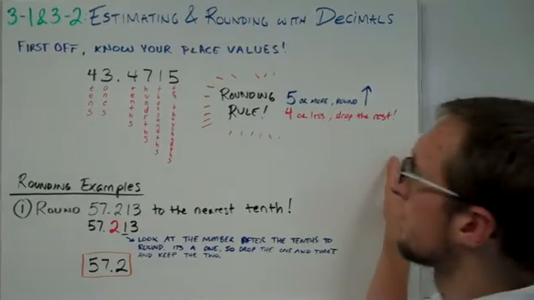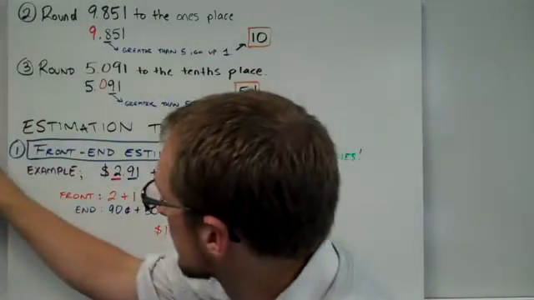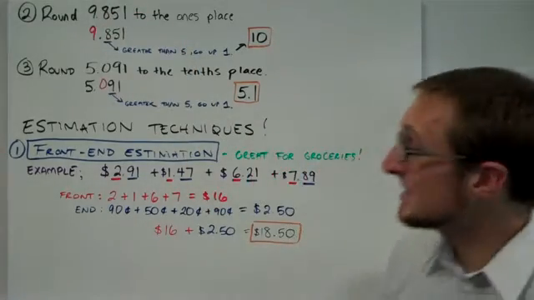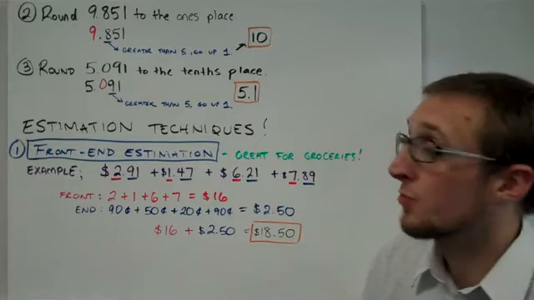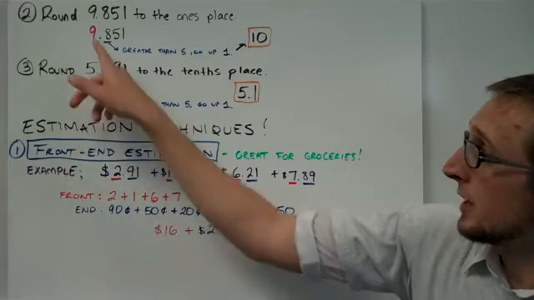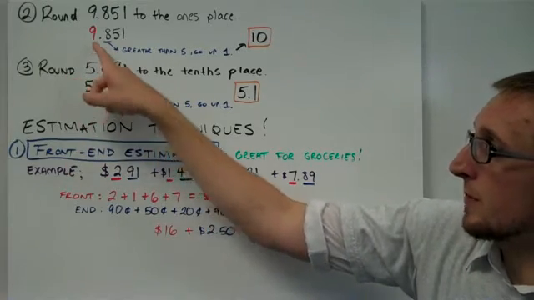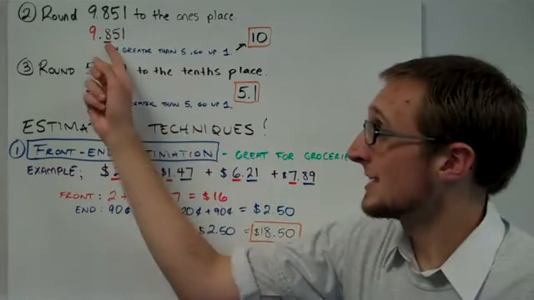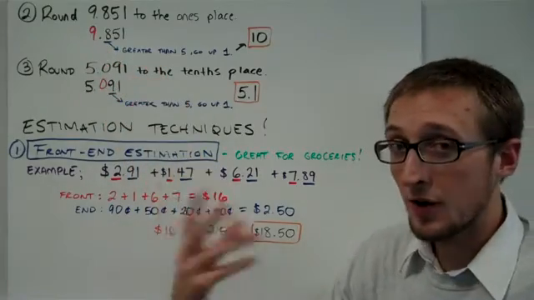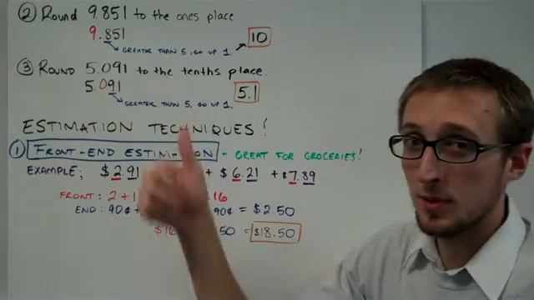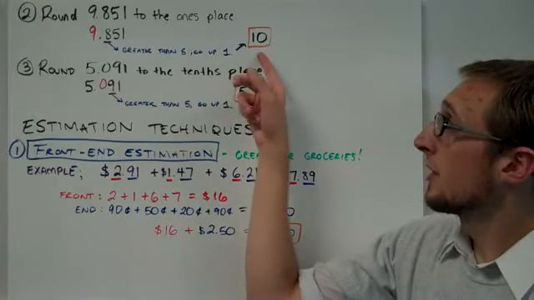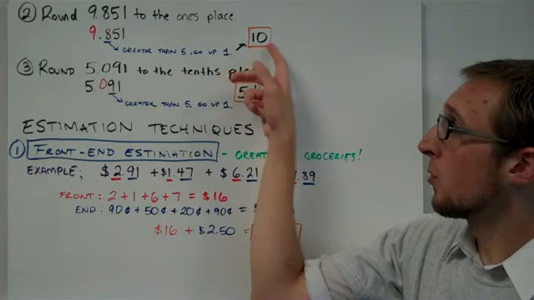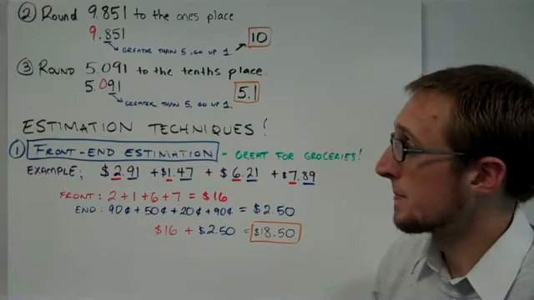Let's look at another example. Say we have round 9.851 to the nearest ones place. So 9 is in the ones place. We use the place value right after that to determine where we're rounding to. So we have an 8. That's bigger than 5, so we need to push the ones place up by 1. So that becomes a 10. Notice the ones place. Ones is the last place value in our answer.